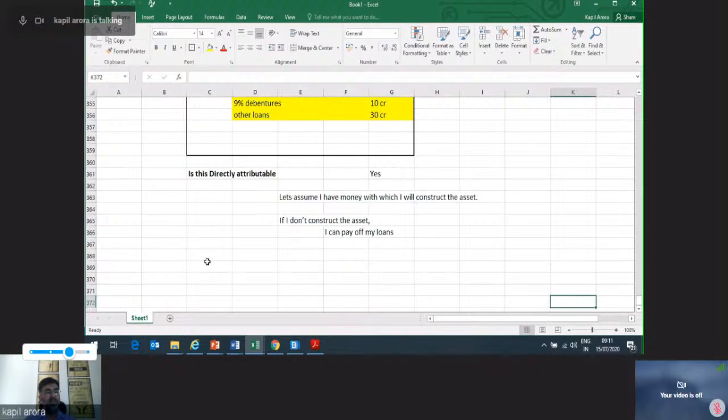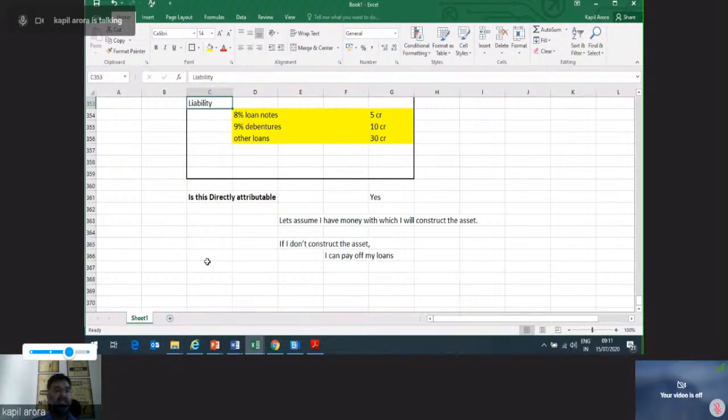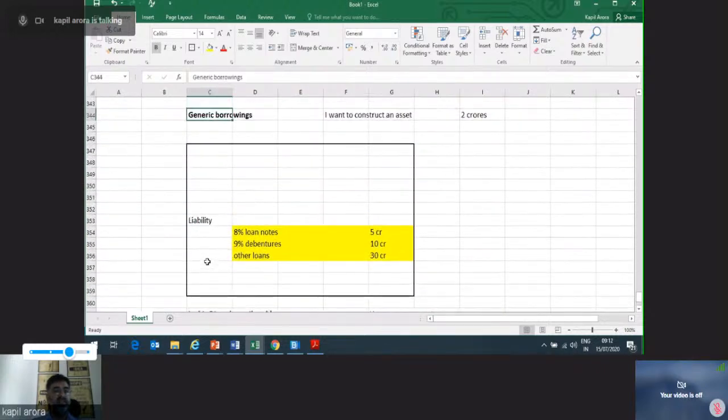How generally borrowings become directly attributable, that we have seen. Now how much can we add here? How much can we add here, because I am constructing the asset which needs 2 crore rupees, whereas the loans are 5, 10 and 30 crores. The other loan is of, let's say, 10% interest. Now I need 2 crore, but I have the loan value of 45 crores.